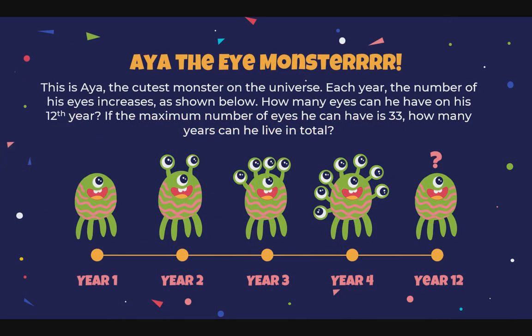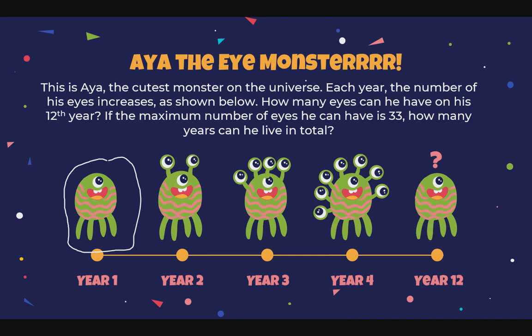Let's have this activity first. Aya the Eye Monster. This is Aya, the cutest monster in the universe. Each year, the number of his eyes increases, as shown below. How many eyes can he have on his 12th year? If the maximum number of eyes he can have is 33, how many years can he live?